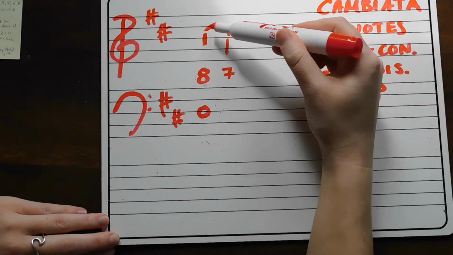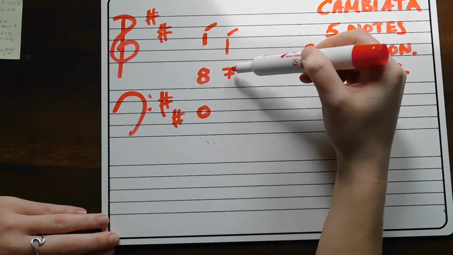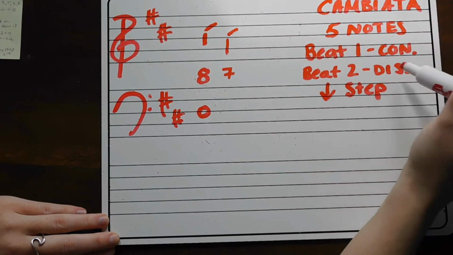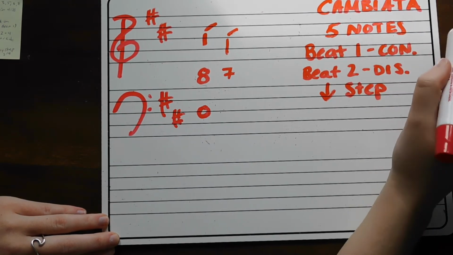Let's say that you started on, this is a consonant and this is like a 6. If you step down and it's a 5, you can't be doing a cambiata. This is a special thing, so it has to be following these consonant and dissonant patterns, okay?